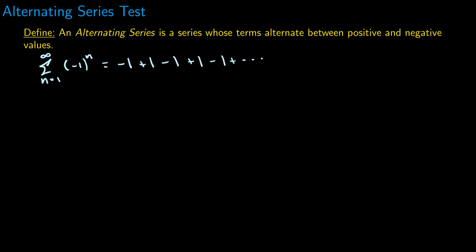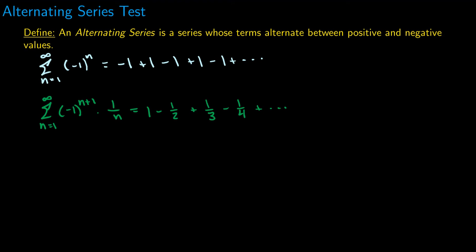We could also have the sum from n equals 1 to infinity, negative 1 to the n plus 1 times 1 over n. And if I expand out these terms, we'll have 1 minus 1/2 plus 1/3 minus 1/4, and so on. And again, this would be an alternating series as well, because if we look at the terms, they go from positive to negative, positive, negative.